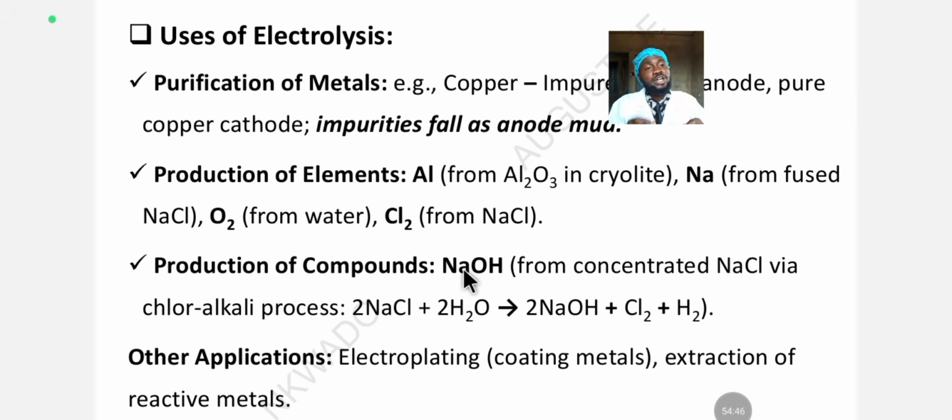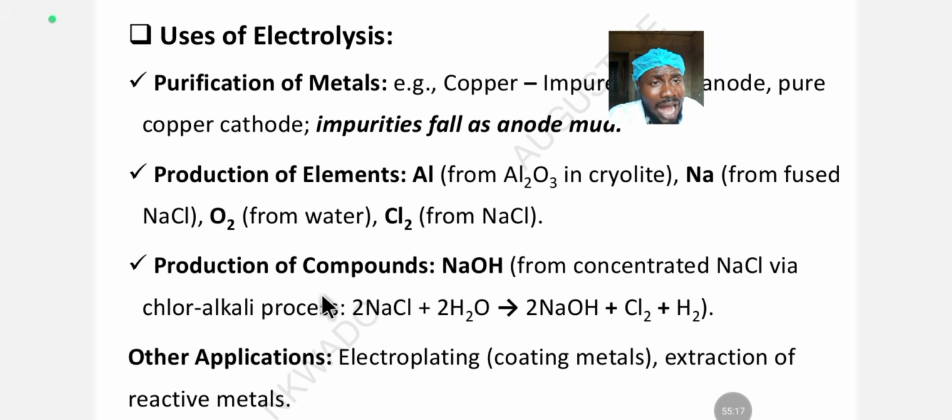When you want to separate one element from the other, you know they are compounds. So separating one from the other, you are going to need electrolysis. So you use electrolysis to manufacture elements. The third use is production of compounds such as sodium hydroxide from concentrated sodium chloride via the chloralkali process.